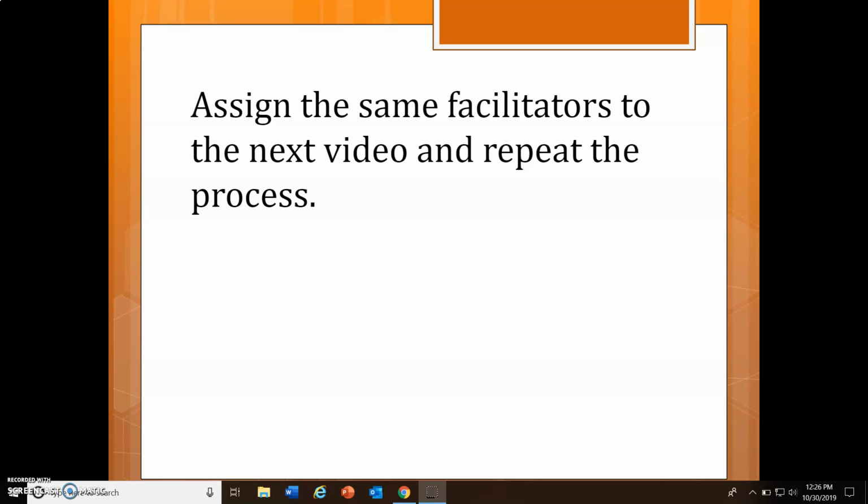I hope that the first video really engaged you on some great conversations attached to the 5 questions. And remember, the job of each facilitator for each question is to capture the conversations had by the group. So I want you to keep the same facilitators that you just had for each question, and we're going to move on to the next video.